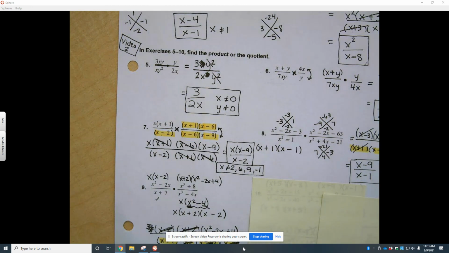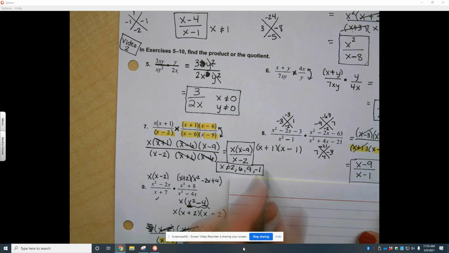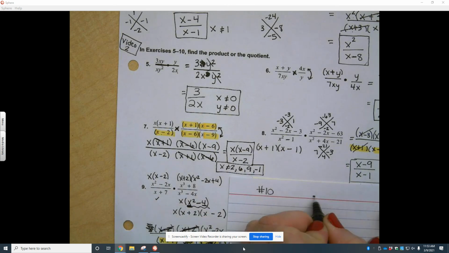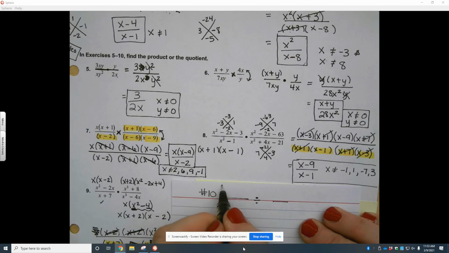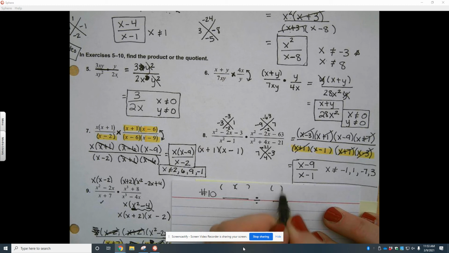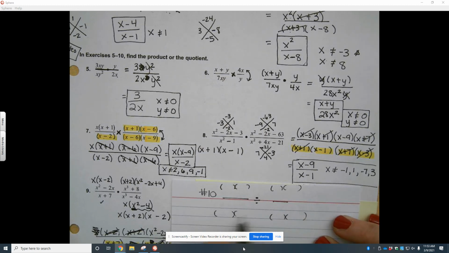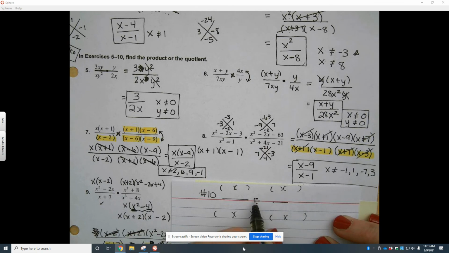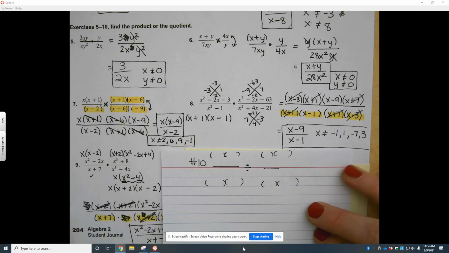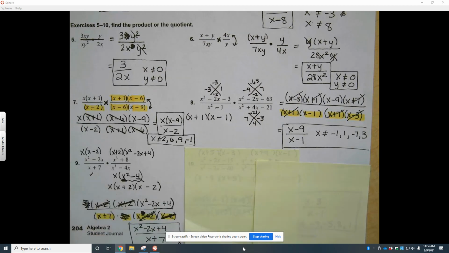All right, I'm going to actually have you guys try 10 by yourself. So for number 10, I'm going to have you pause it. Nothing is factored for you, so I want you to be very careful. When you're doing 4, I would factor this one, factor this one, factor this one, factor this one, then worry about the flip and rewriting. Okay, so pause it and then push play to see the answer.